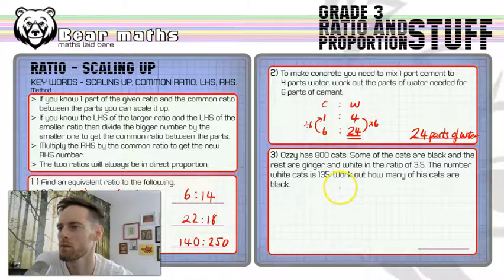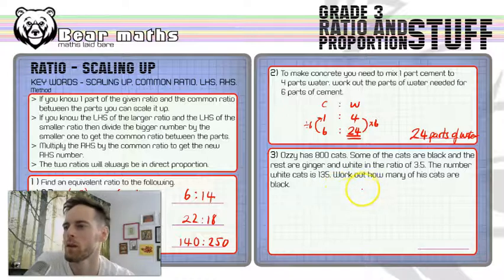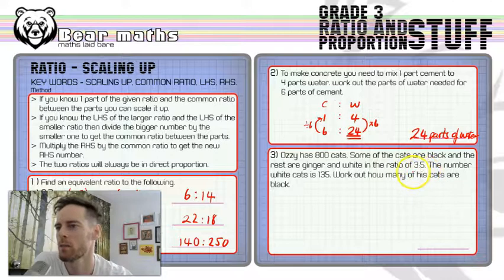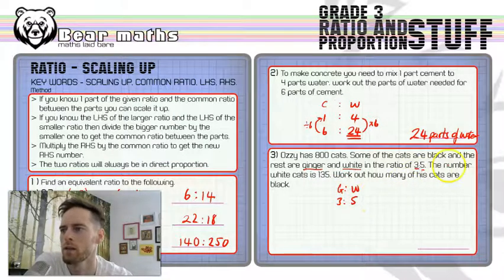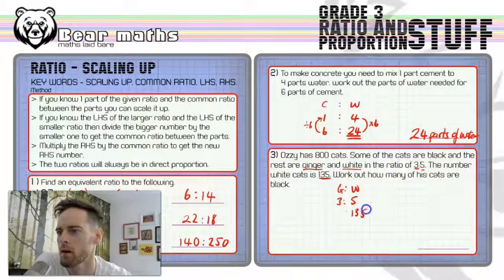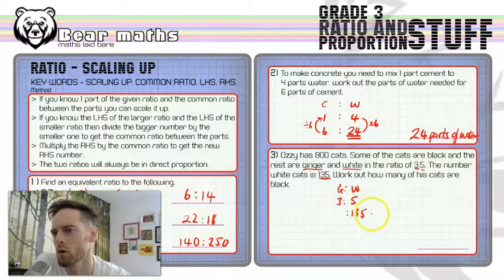So it seems quite a complicated question, this one, because there's 3 things going on. We've actually only got a 2-part ratio at the moment. So I'm going to write down, we've got the ginger and white, pick out the key bits, 3 to 5. So G to W is 3 to 5. All right. The number of white cats is 135. And then we're going to look at seeing what that common ratio is.